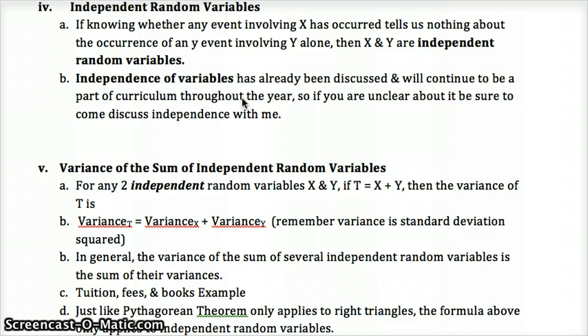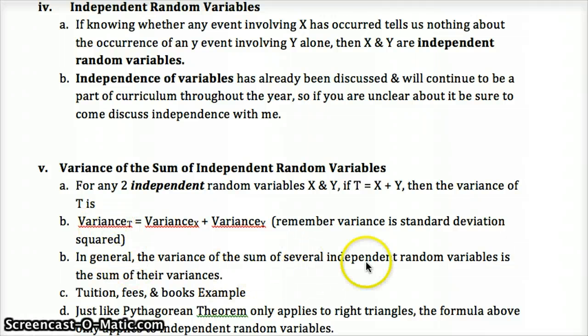The variance of the sum of independent random variables, for any 2 independent variables, variances add up. So if you're given standard deviation, you need to square it to get the variance. Add up the variance of each data set and get the variance of the total, the combination. So if we add 2 random variables, x and y, like I said, a 6-sided die and an 8-sided die, you need to first square their standard deviations to get variance, add them up. That would be the variance of the sum of those 2 independent random variables, and then we would take the square root of that if we wanted to find the standard deviation.